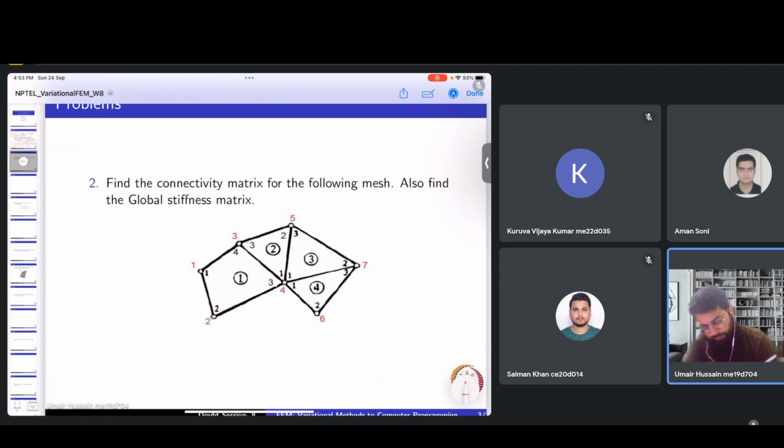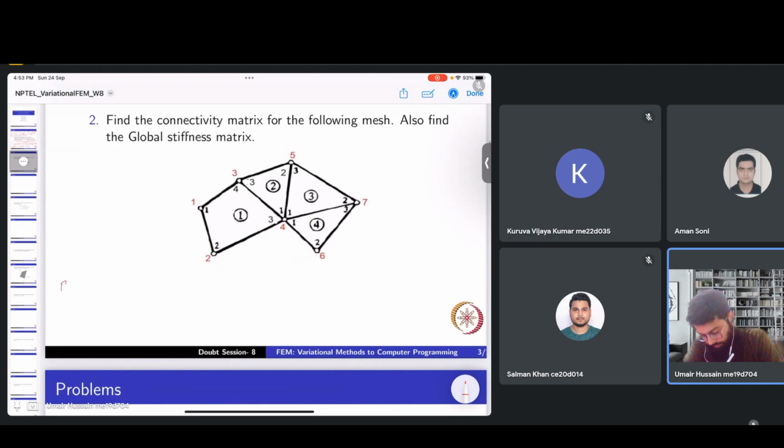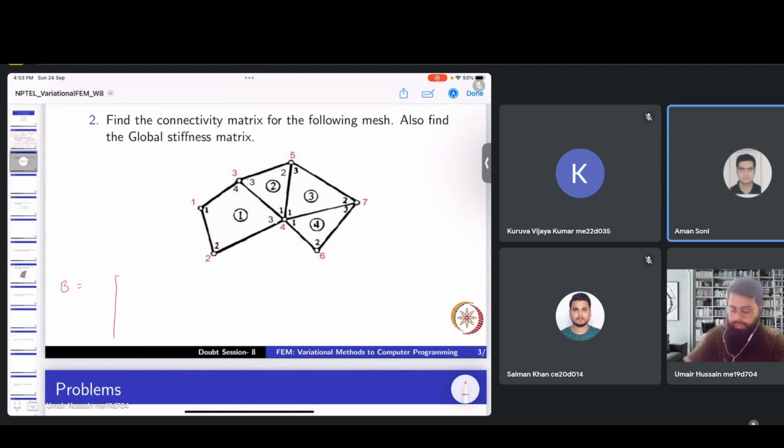Okay, so we'll start with the connectivity matrix. So how many rows would there be? For an element or globally you are asking? For the connectivity matrix, how many rows?